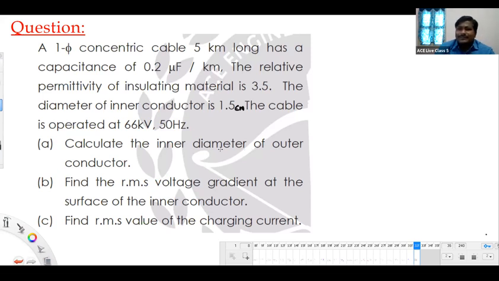What is the meaning of this? Inner diameter of the outer conductor, don't confuse. You have to find the outer conductor radius, so the outer conductor diameter. That is the sheath diameter capital D, which is 2 times capital R. Second, find the RMS voltage gradient on the surface of the inner conductor. Next, find the RMS value of the charging current. Simple. Let's write the data.